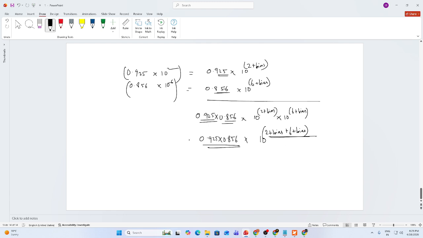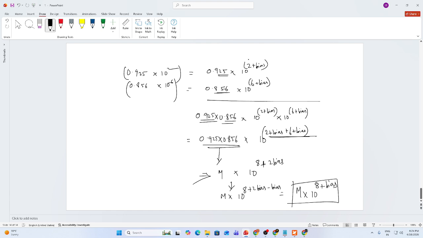But in the result, what do I get? This multiplication gives one mantissa, and for the exponent I get 2 plus 6 is 8, plus bias, that is 2 times bias. But in the result we should have only one bias. So I need to subtract one bias. Once we multiply the mantissas and add the exponents, I subtract one bias from the exponent, so that I get back my original form, 10 power 8 plus bias.